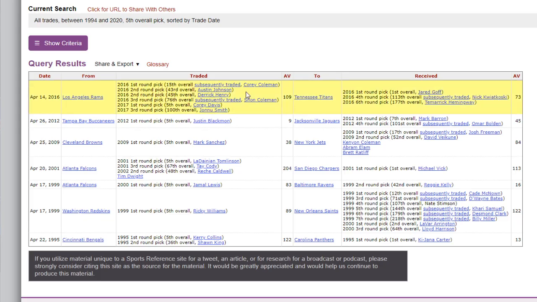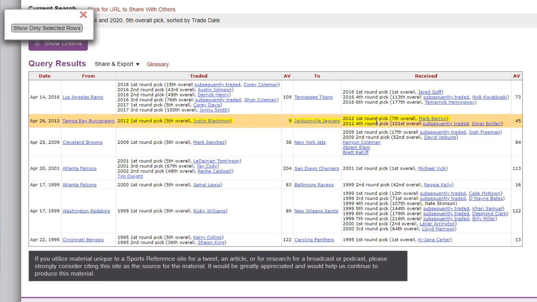So then I come over to here. This is every single trade in the last like 20 years, from 1994 to 2020, that has involved the fifth overall pick. Take a look at this. 2012 Tampa Bay Buccaneers, Jacksonville Jaguars. They moved from 7 to 5. So that's a slightly less jump. They traded a fourth round pick. So you think from an 8 to a 5, a third round pick is reasonable? I tend to think that it is, right?